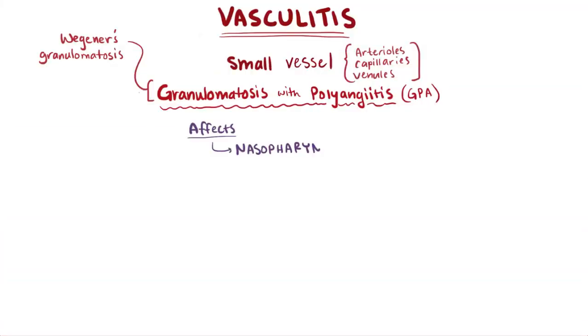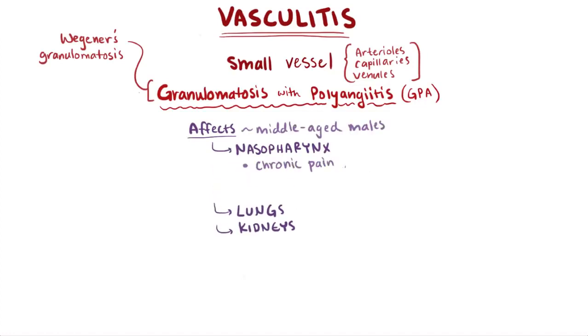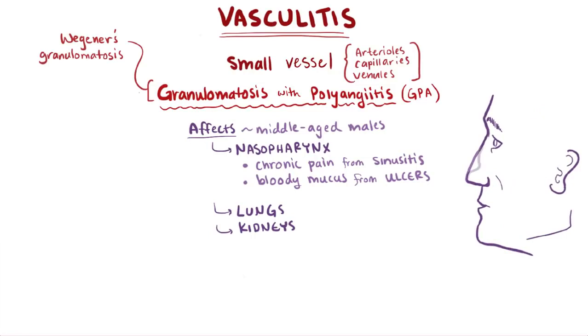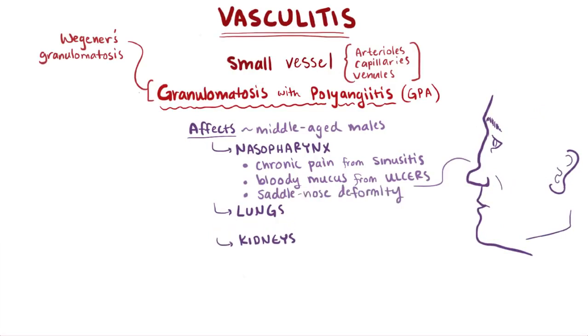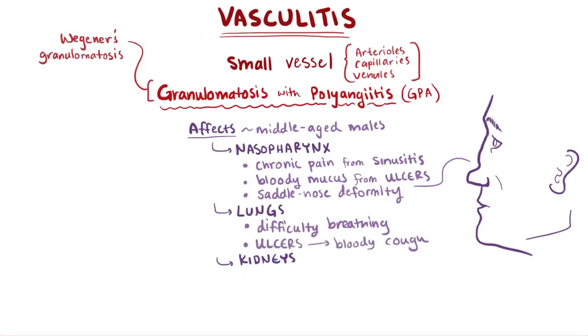GPA affects the nasopharynx, lungs, and kidneys and usually occurs in middle-aged males. People with the disease can have chronic pain caused by sinusitis or bloody mucus from ulcers within the nose. Over time, the nose itself might even cave in or curl, a condition called a saddle nose deformity. Blood vessel inflammation in the lungs and air passages can also make breathing more difficult, causing air passages to constrict, and ulcers can form, causing bloody coughing.